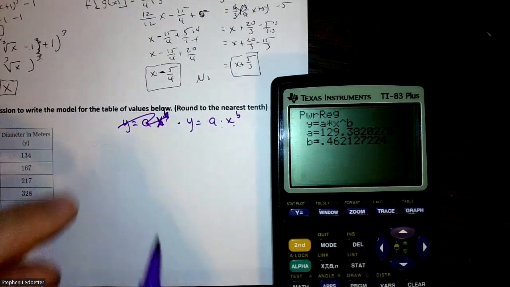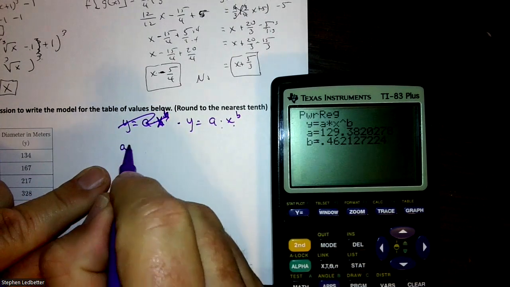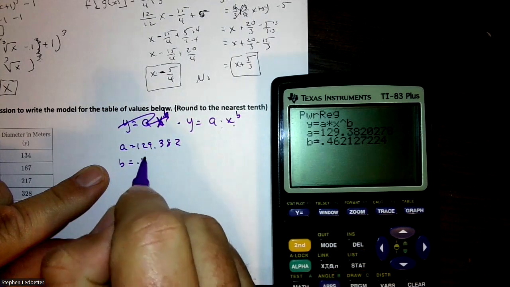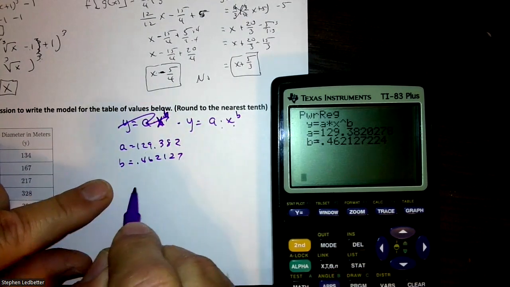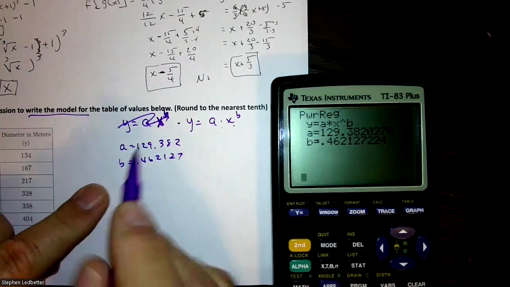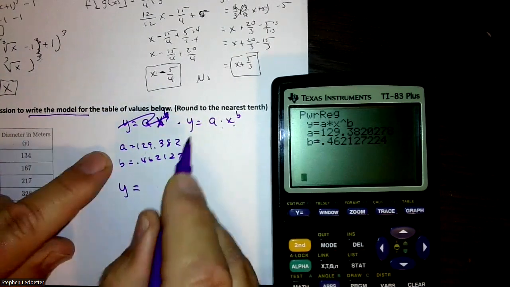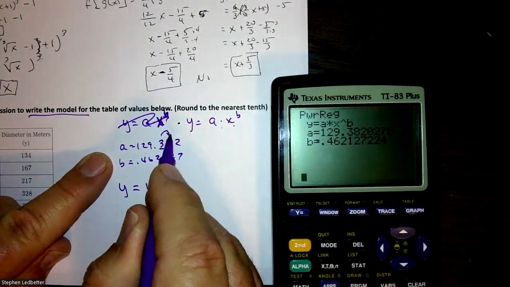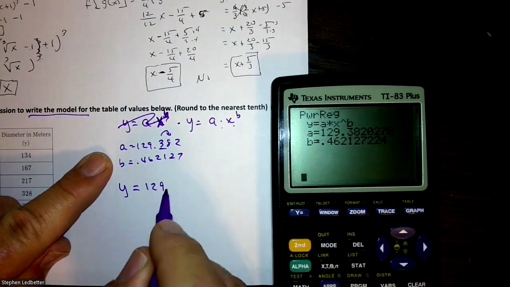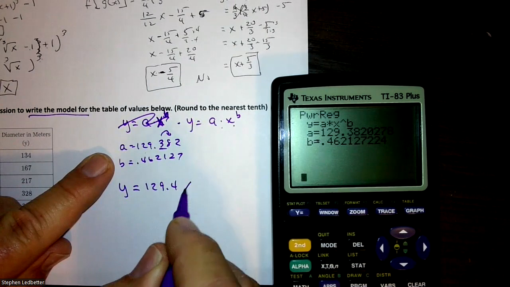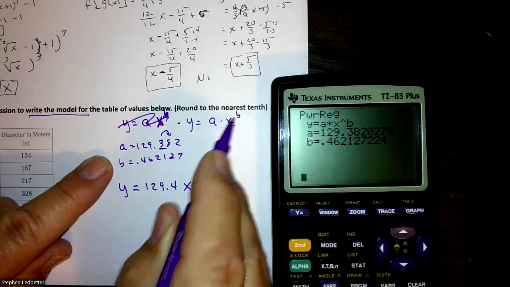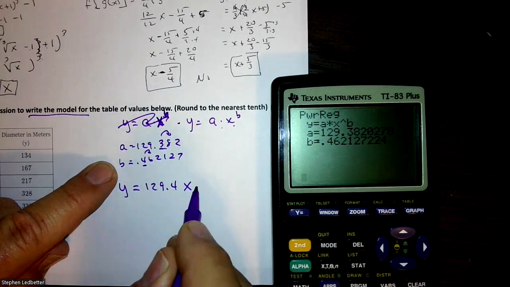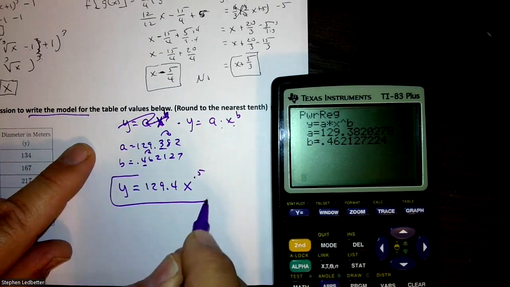So my A is 129.382. My B is 0.462127. They want to know, write the model, the equation. So it's y equals, my A is 129. It says round to the nearest tenth, that's only the first decimal place. So I go next door. Is this 5 or greater? Yes, so I'm going to say 129.4. And then we put x, because that's what's next. And then the B value, it says again, round to the nearest tenth. That's right here. So I go over, that's a 5 or more, so we're going to put 0.5. So right there is my answer.